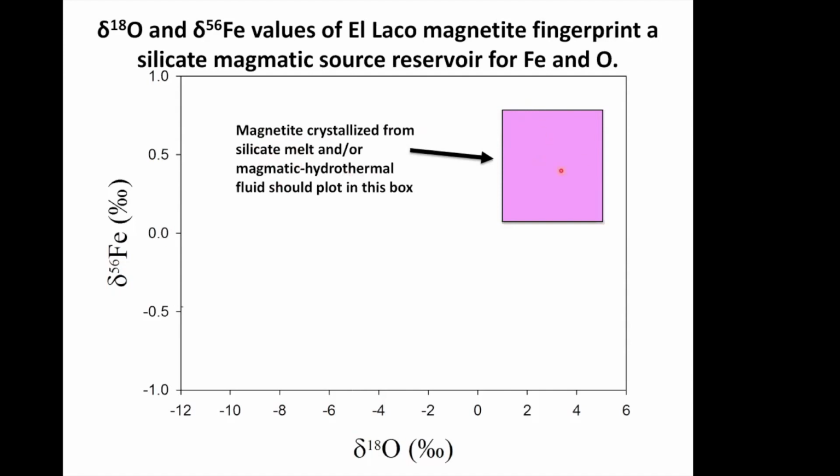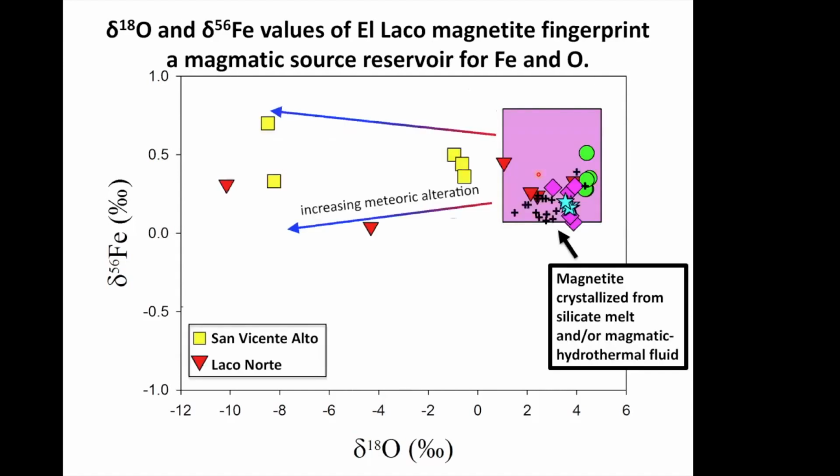Meaning that if you sample magnetite from an igneous rock and measure the iron and oxygen isotopes of that magnetite, they should plot here. And what we see with all of our data for El Laco is that most of the data plot within the box, but we have a few outliers. These boxes in yellow are San Vicente Alto, and these two inverted triangles here are Laco Norte. So the first thing you should think is that the majority of the data are consistent with magnetite that crystallized from a silicate melt or a magmatic hydrothermal fluid, but there are some outliers.